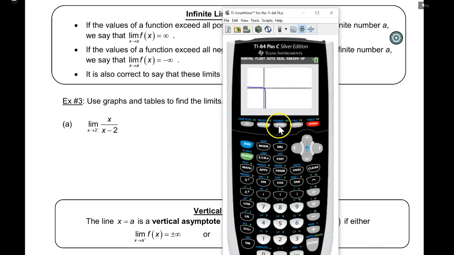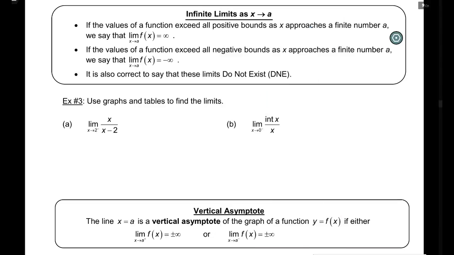Oh, I forgot to change my graph. Well, it's actually pretty good. It doesn't matter, because I could see -2 from the left. I could see enough. -2 from the left goes to negative infinity. And then the next one.